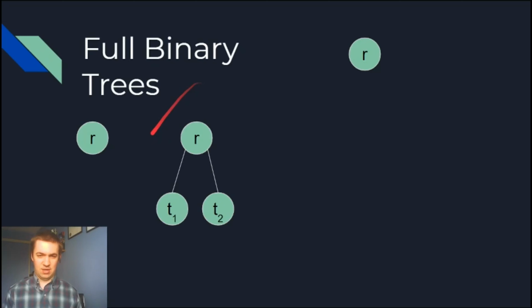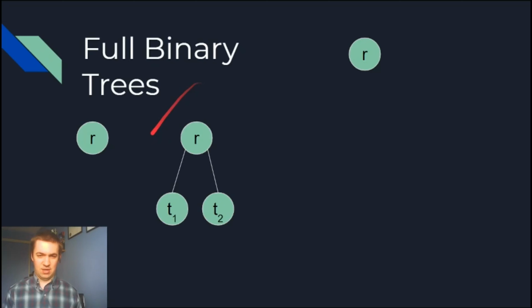Suppose we need to show with induction that if T is a full binary tree, then the number of nodes in that tree is less than or equal to 2 raised to the power of h(T) plus 1, minus 1, where here h(T) is the height of the tree. How are we going to do this?